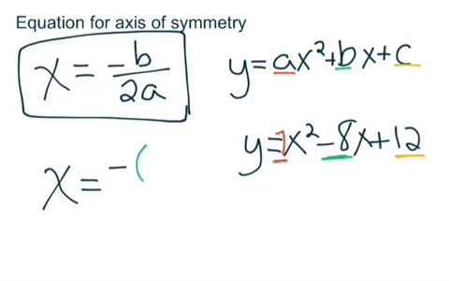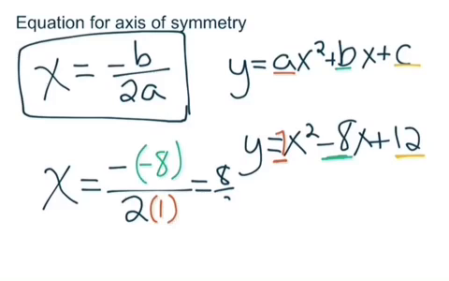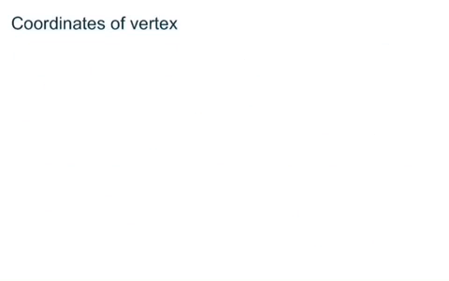Okay, so I'm going to take negative of my negative 8, divide that by 2 of my a, which is my invisible 1 I got from in front of the x squared, and I'm going to go ahead and simplify that to positive 8 over 2, which equals 4. So the equation for my axis of symmetry is x equals 4. So now that I know that, I also know the x coordinate of my vertex, okay? So I have my x equals 4 for my axis of symmetry. That tells me the x coordinate of my vertex, and I just need my y coordinate.